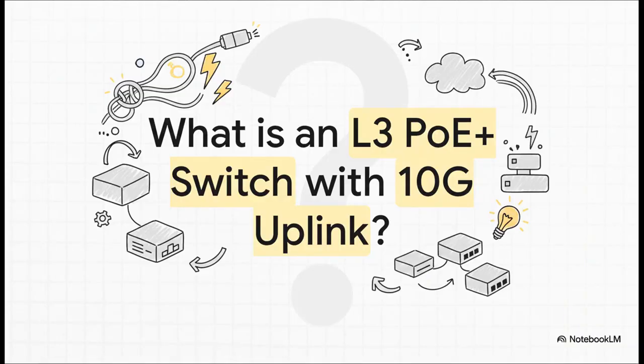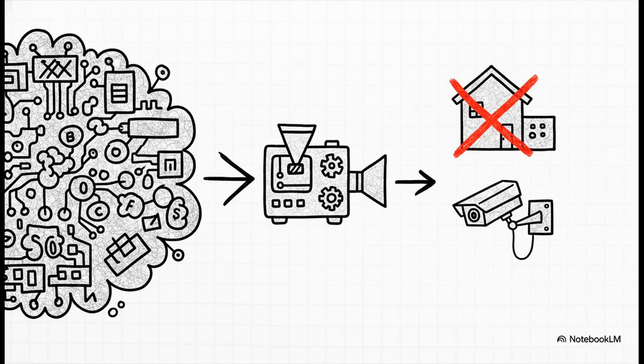So you're shopping for gear and you see a product name like this, an L3 PoE Plus switch with 10G uplink. Now, if your first reaction is, what in the world does any of that mean? You are definitely not alone. It's just a wall of letters and numbers. But what if I told you that in just the next few minutes, you'll know exactly what this is, and more importantly, what it can actually do for you? And that is exactly our mission today. We're going to translate this tech speak into stuff that actually matters in the real world.